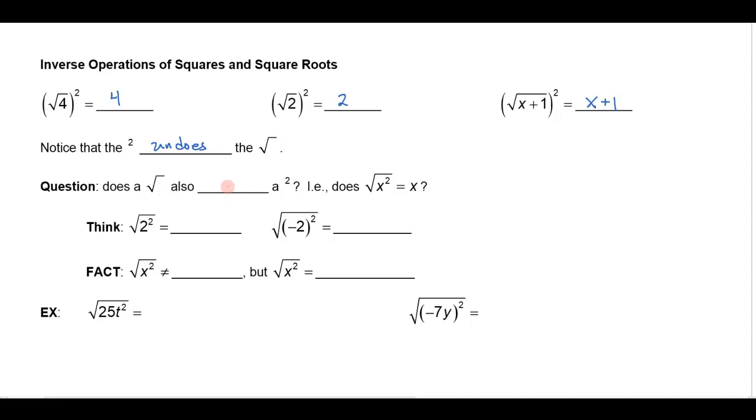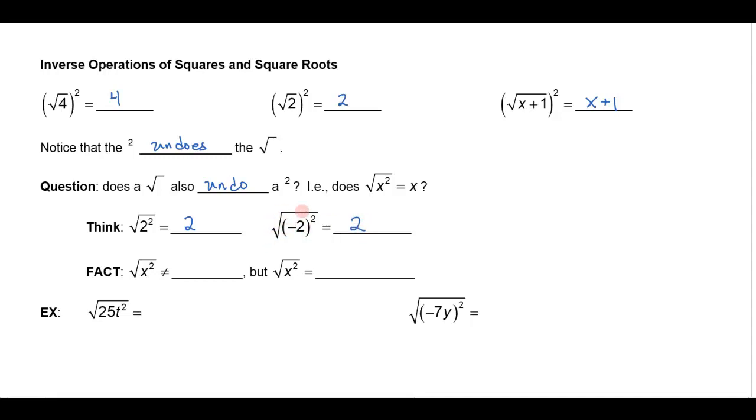So we might ask the question, does a square root also undo a square? In other words, if I were to square an x value and then take the square root, would I get x back? Well, if I square 2, that would give me 4, and the square root of 4 is 2. So it seems like that might happen, except when I come over to a negative number. If I were to square a negative 2, that would give me 4, and the square root of 4 is 2, not negative 2.